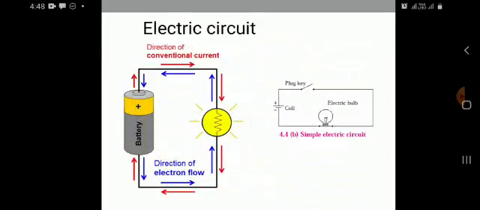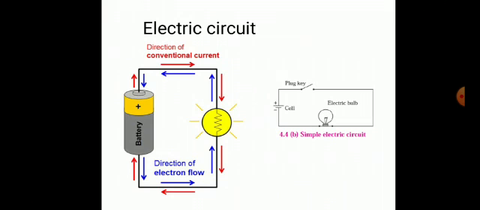This diagram shows the direction of conventional current. Current always flows from higher electric potential to lower electric potential, that is from positive terminal to negative terminal, and electrons always flow from negative terminal to positive terminal of a cell.